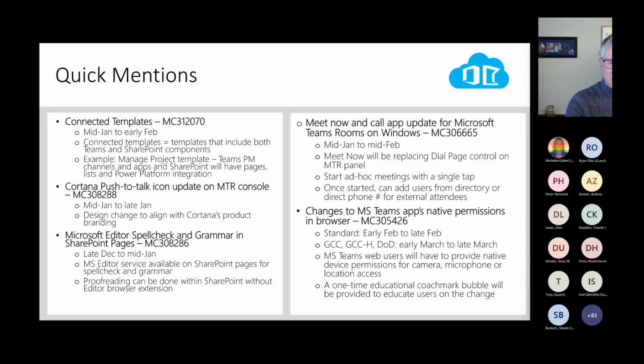And then just a little bit of change in the app's native permissions, something to think about that you need to look at. If you're using the web version of Teams, the users are going to have to provide permissions for apps to access, right? So that'd be camera, microphone, and location. Very similar to what we see in mobile devices. It's now going to start happening more to the Teams app in the browser.